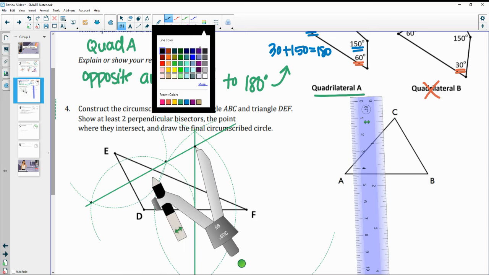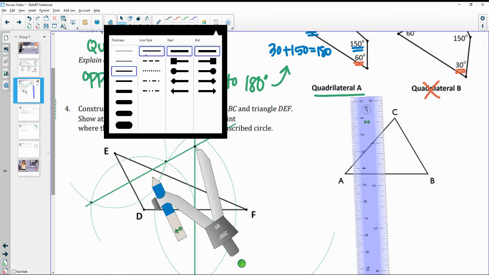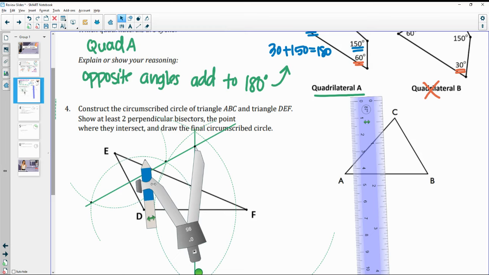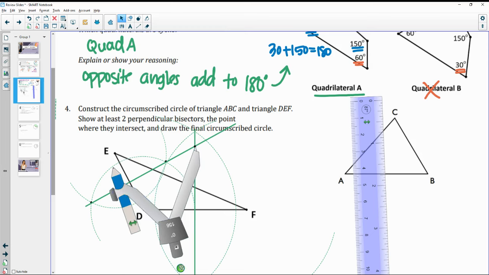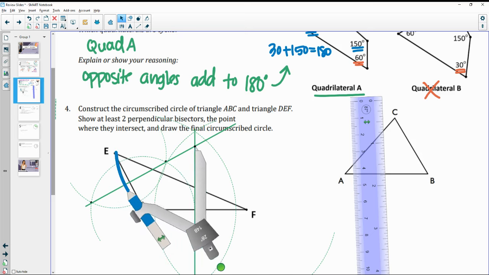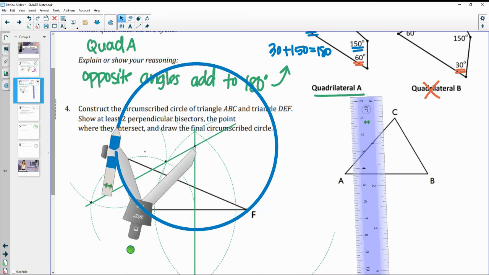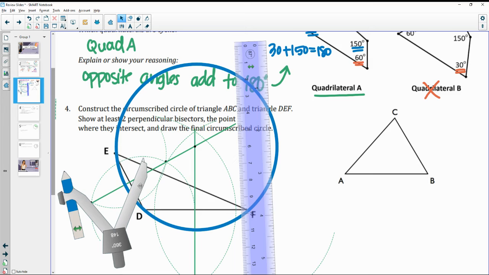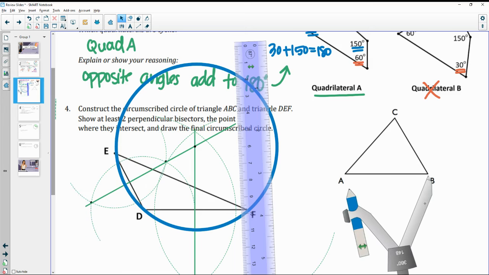So you'll put your compass back on there, and then you will open your compass to any one of the vertices of the triangle, because they should all be the exact same distance away, so it won't matter which one you open it to. And then you draw your circle, and it should hit all three vertices. Then you would repeat for this next one.